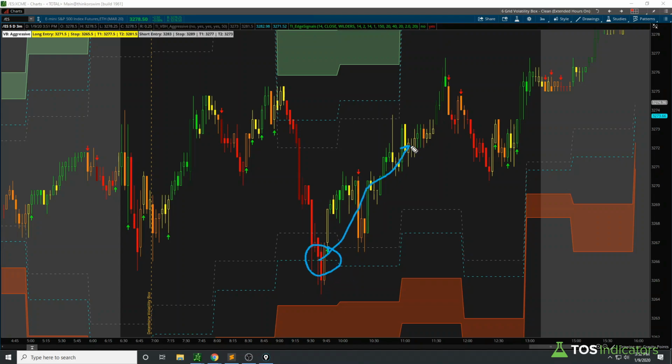We bounced up from here, giving us both that T1 and a T2, which was a really nice gain with both contracts being taken off for a win.